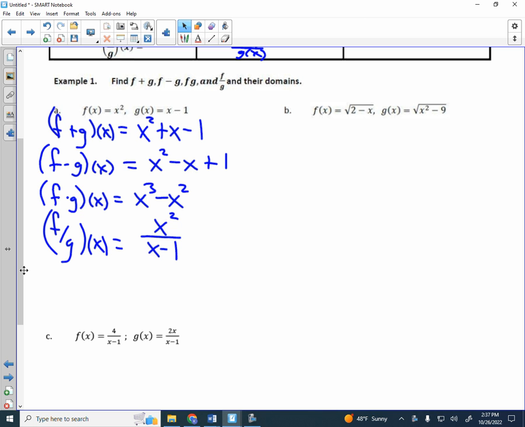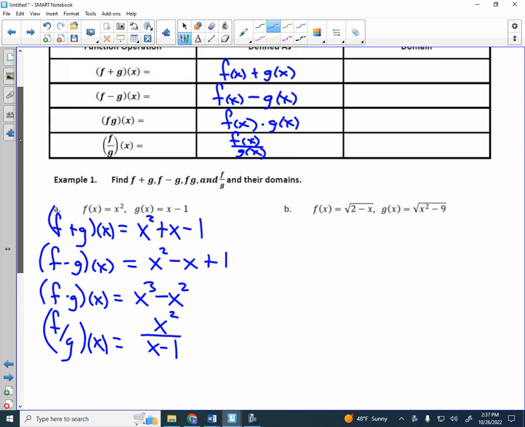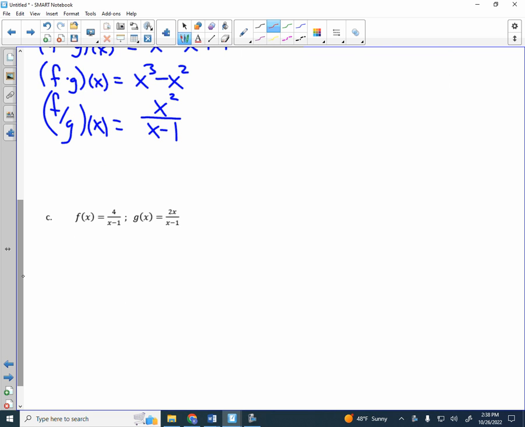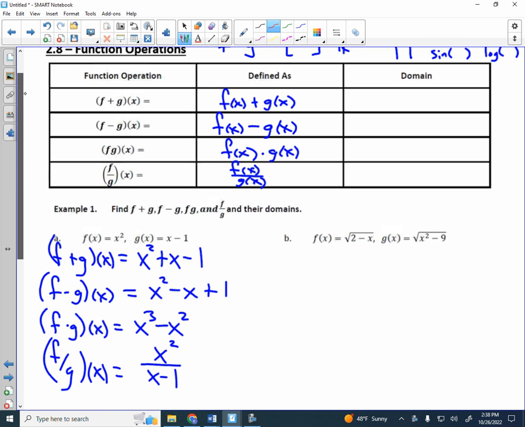Okay? So, if you remember, domain really fell into one of three categories. If it was a polynomial, the domain was all real numbers, right? If you had a square root, you would have to say that you can't take a square root of a negative, right? And if you have a fraction, you would say you can't divide by 0. So those are the types of things that we're going to think about. When you add functions together, the domain actually ends up being the domain of f intersect the domain of g. And I know that that looks weird, but we're going to make complete sense of it here in just a second.